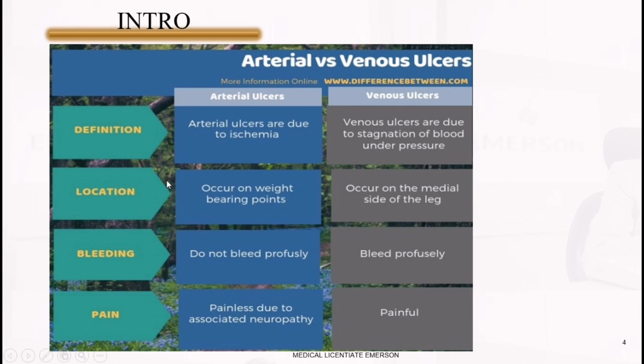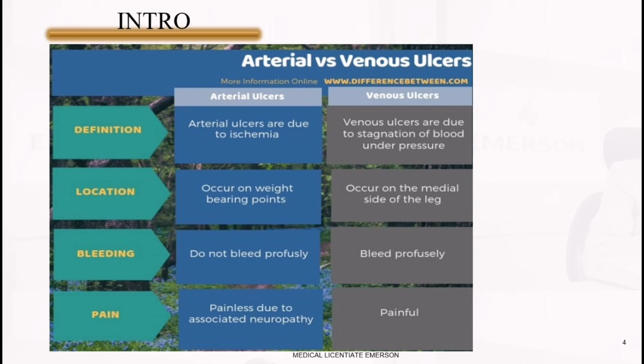On definition, one difference is that arterial ulcers are due to ischemia. Then venous ulcers are due to stagnation of blood under pressure. Then location. Arterial ulcers can occur on weight bearing points. That's the location of arterial ulcers. And then venous ulcers occur on the medial side of the leg.